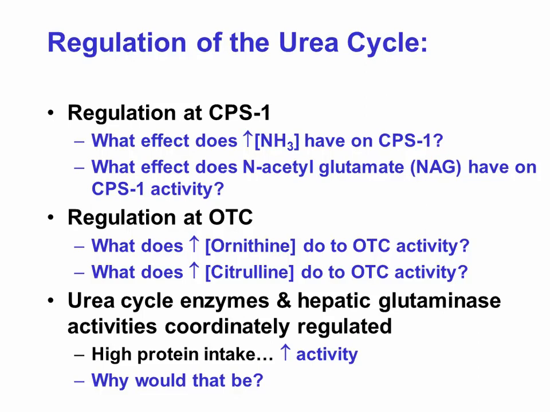Now, this is a new point. Urea cycle enzymes and hepatic glutaminase, and I haven't told you about glutaminase yet, are coordinately regulated, meaning when the urea cycle enzymes are active, so is glutaminase, and when they're shut down, so is glutaminase in the liver. Okay, and I'm going to explain how that works and why it's important.